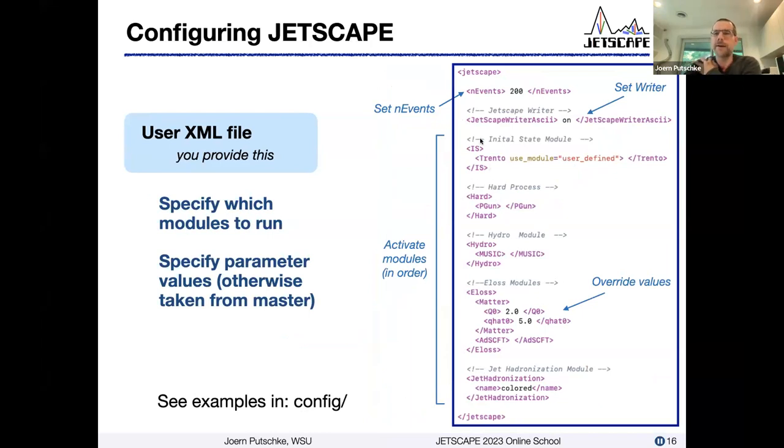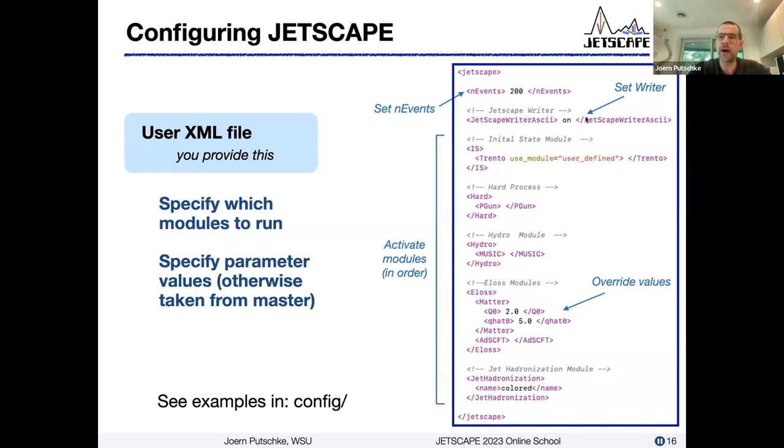And this is done in the XML notation. So you can say that if you have IS here, which stands for initial state, you want to have an initial state module. And you can here use Trento. Then you have to provide a hard process. At this point in time, you use a P-gun, but you can use Pythia, Hydro, energy loss, hadronization, and so on. So you basically set up in your XML file what modules you want to run. And for each module, you can override values if you so desire. And of course, you can also set your writer or what output you want to use. And I will come back to that in a little.